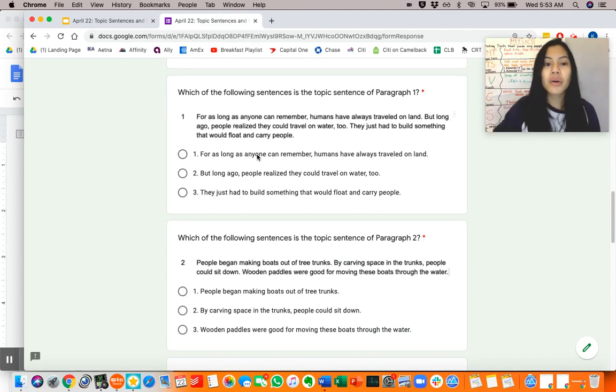Paragraph 1. Which of the following sentences is the topic sentence for paragraph 1? We picked sentence 2. But long ago, people realized they could travel on water too. Go ahead and pause your video if you need to select that now. Good. Let's keep reading.